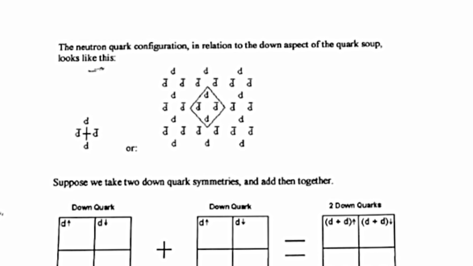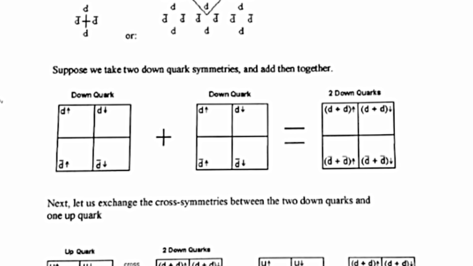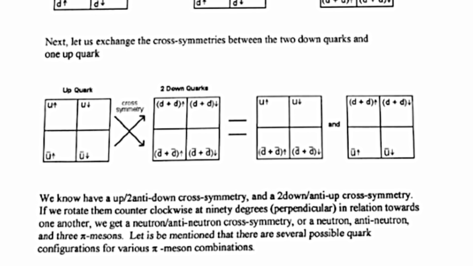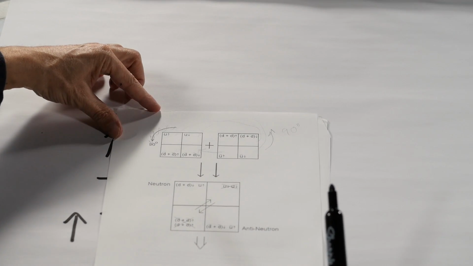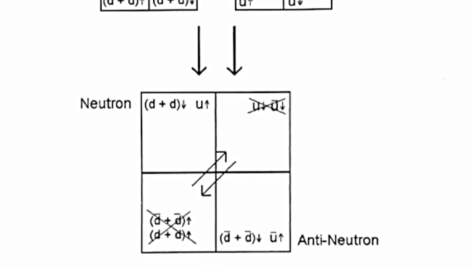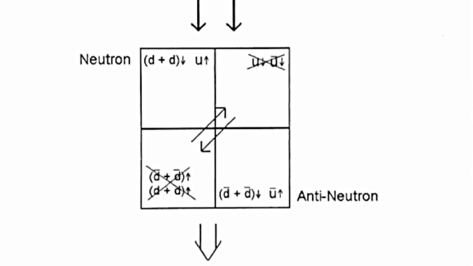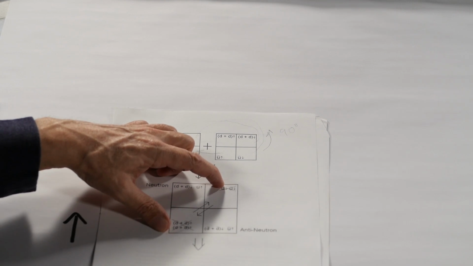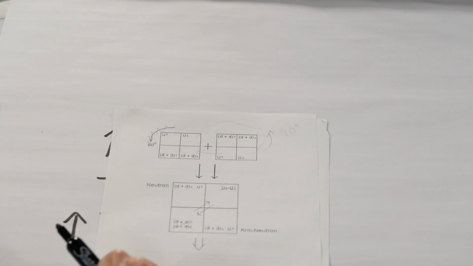So then, here's the quark soup again. Here I'm showing the down configuration plus a down configuration will give me just twice the configuration. And then if I do a cross-symmetrical swap between the up quarks and the down quarks, what I can get is the following. And basically by rotating one in relation to the other by 90 degrees, which is interesting, I end up with a neutron, an antineutron, and then two sets of unstable configurations, right?